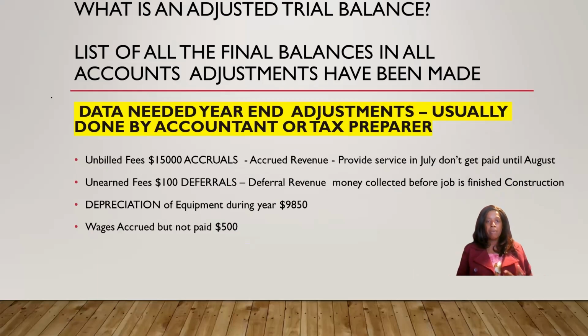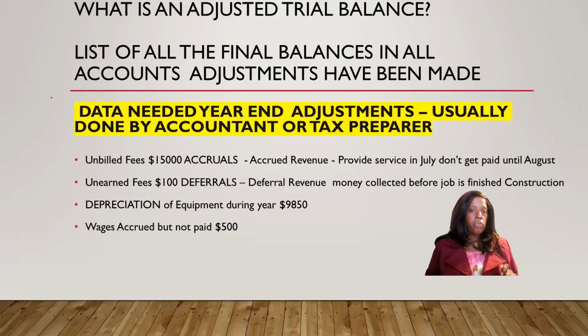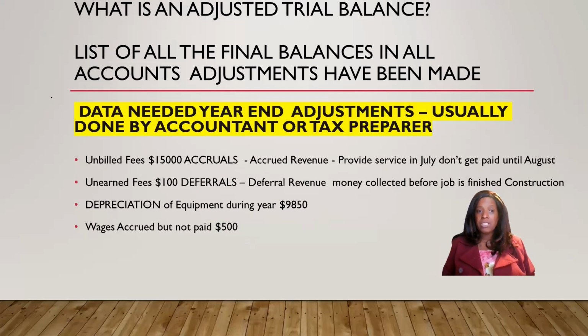So we have a few examples here, 4 or 5 to be exact, that we are going to talk about. We have unbilled fees. So we may have some clients that we've been working with, but we haven't gotten money from them yet, right? So they are unbilled fees. Then we have some unearned fees. That means we collected some job money already, but the job is not final.